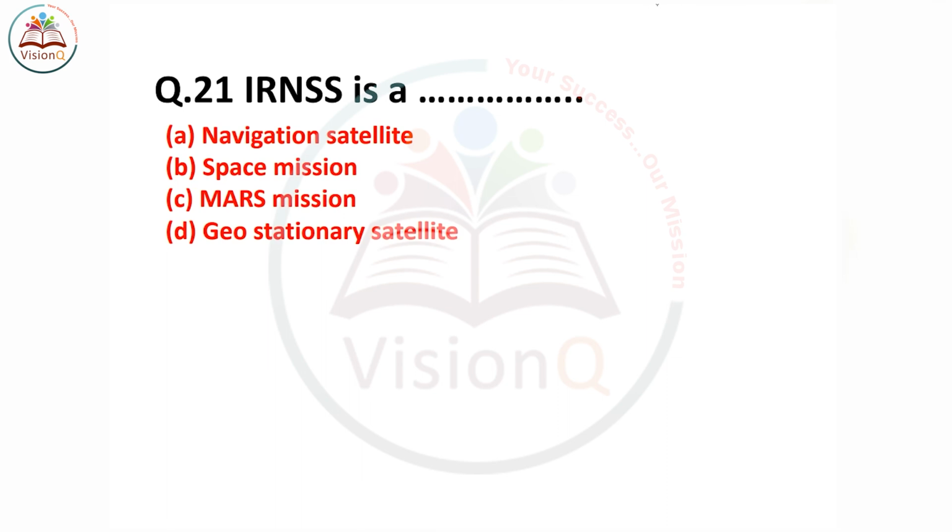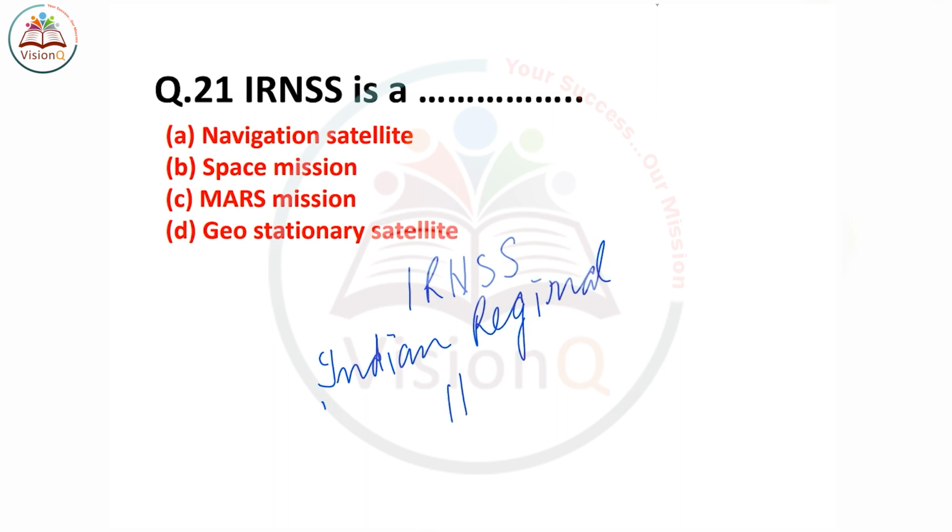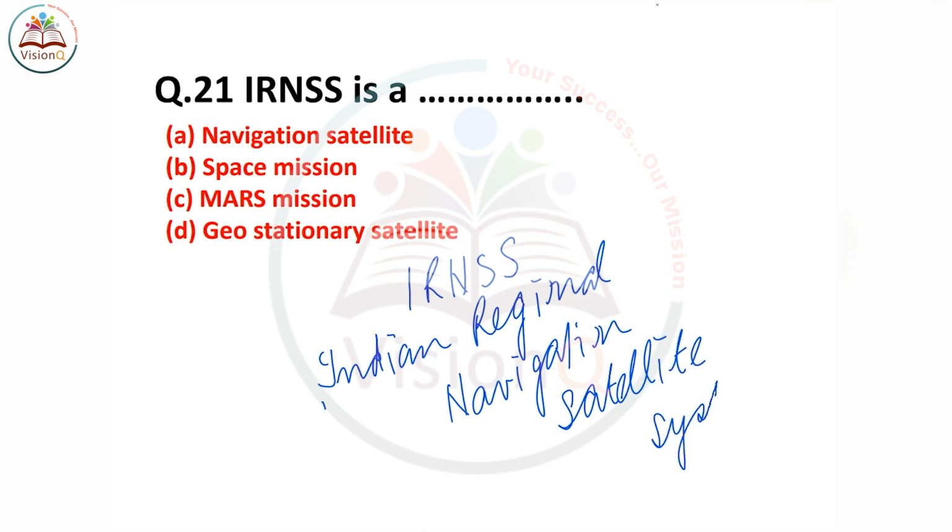IRNSS is what type of satellite? Now if I talk about IRNSS, the full form of this satellite is the Indian Regional Navigation Satellite System.